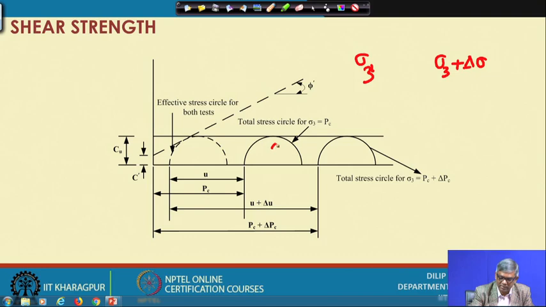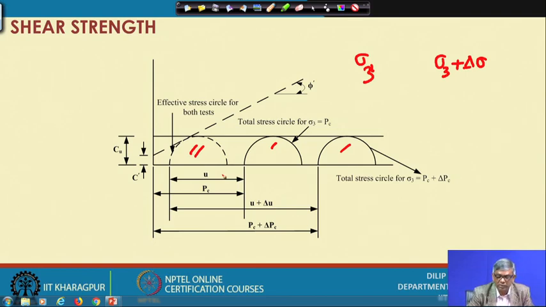So, whether it is this or this, based on measurement of pore pressure, if you find the effective stress circle, you will get only one circle for both cases. Any number of tests you do with different values of sigma 3, you will get a single circle, and that circle will not have any phi, and your failure envelope will be horizontal, and this will be the C, which will be equal to sigma 1 minus sigma 3 by 2, or sigma 1 dash minus sigma 3 dash by 2.